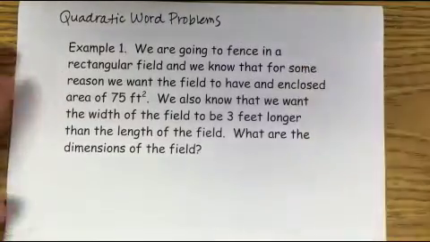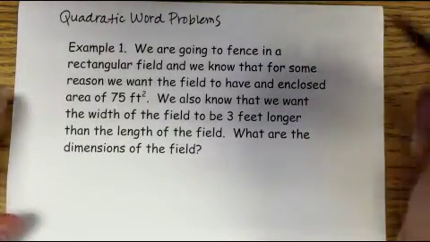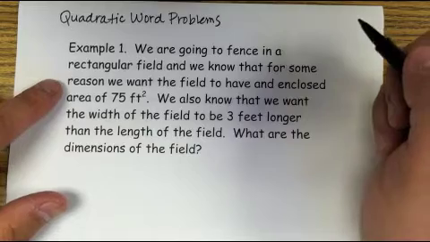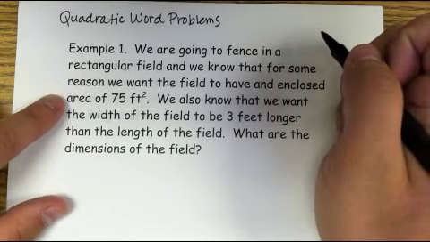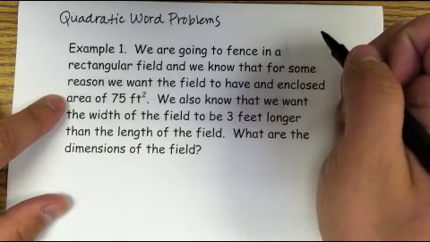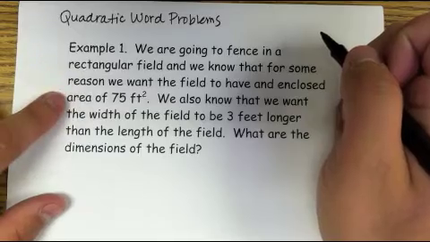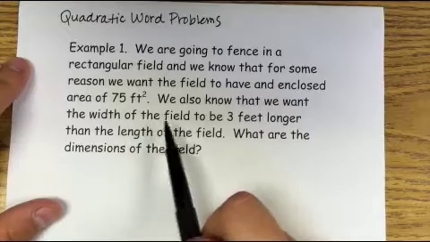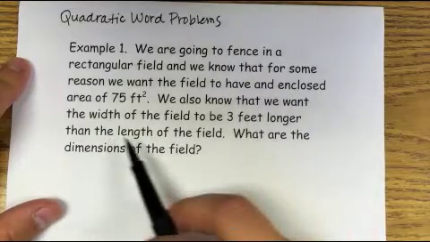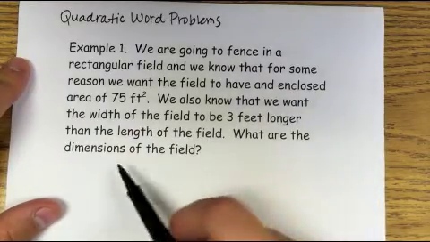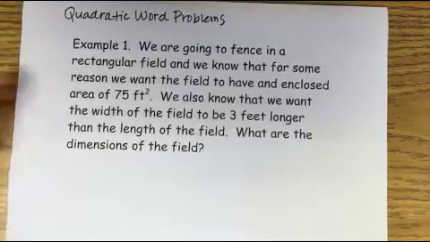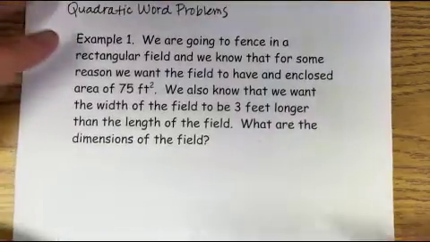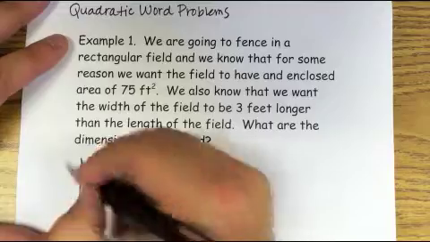We're going to fence in a rectangular field, and we want the field to have an enclosed area of 75 feet squared. So we know that the area we want is 75. We also know that we want the width of the field to be 3 feet longer than the length of the field. What are the dimensions of the field? Sometimes the best way to start is to draw a picture. So I'm going to draw a rectangle.